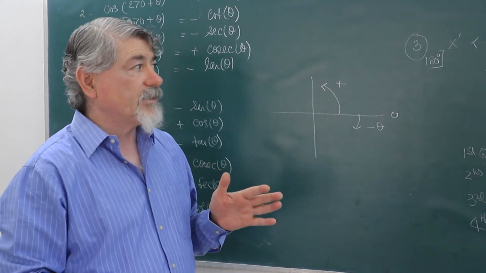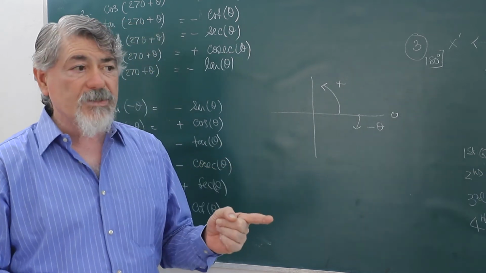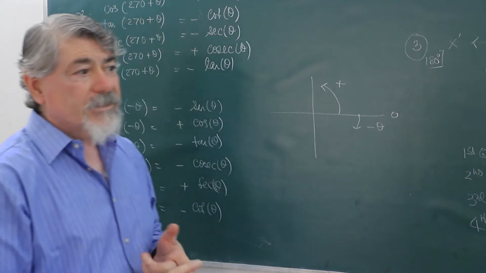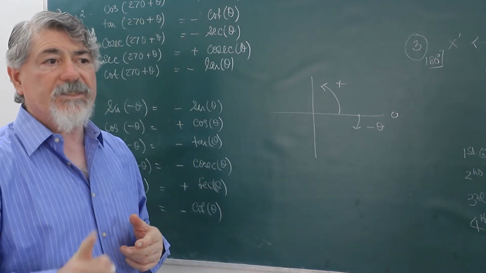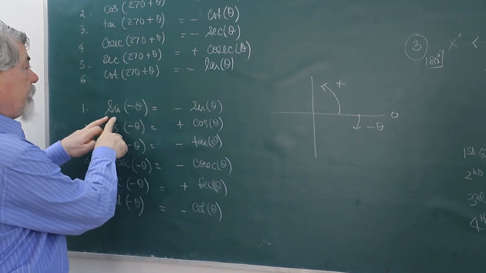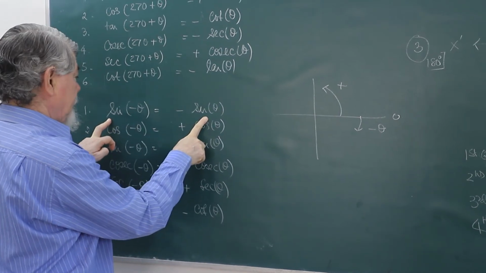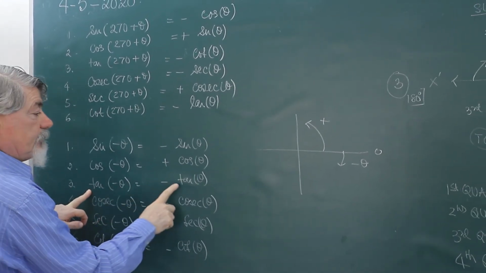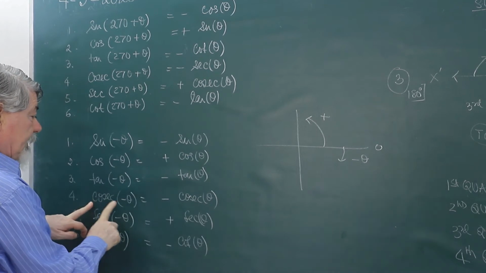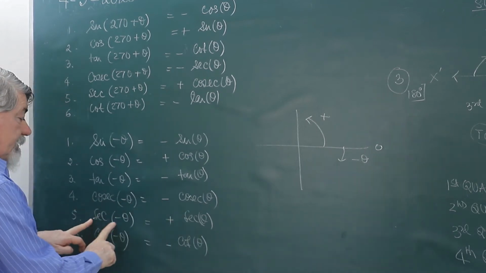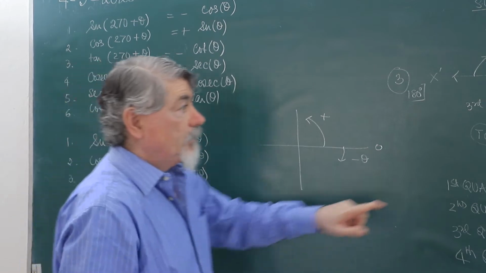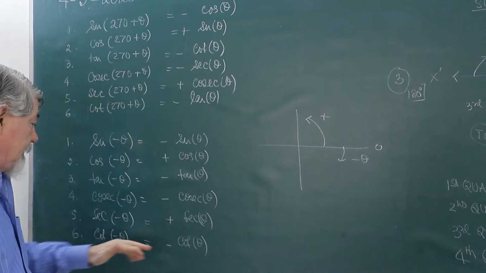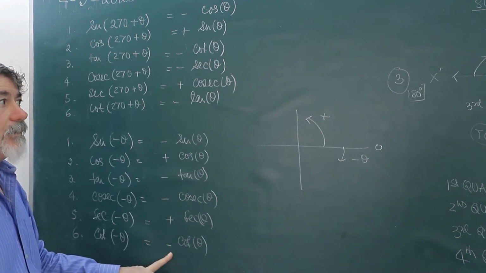Number one, as far as sign is concerned, cos and sec will be positive. The other thing is sine will remain sine, cos will remain cos, tan will remain tan. Like sine minus theta is minus sine theta, cos minus theta is plus cos theta, tan minus theta is minus tan theta, cosec minus theta is minus cosec theta, sec minus theta is plus sec theta, because here cos and sec are positive, the rest all are negative. Cot minus theta is minus cot theta.